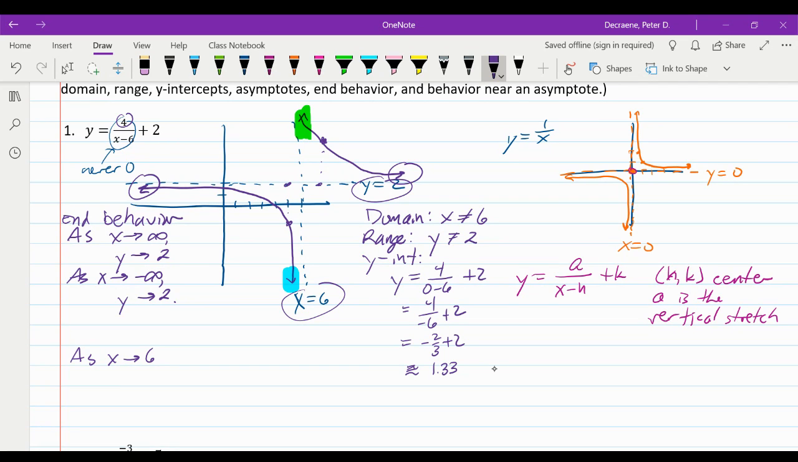As x gets close to 6 from the right, in other words, on the right side of the graph where this green arrow is, so I'll highlight that in green, as x gets close to 6 from the right, the arrow is pointing up, so y is going to infinity. And as x gets close to 6 from the left, this blue highlighted arrow is on the left of the asymptote, so I'll highlight this one in blue. As x gets close to 6 from the left, that arrow is pointing down, so we say y goes to negative infinity. And that's behavior near a vertical asymptote.